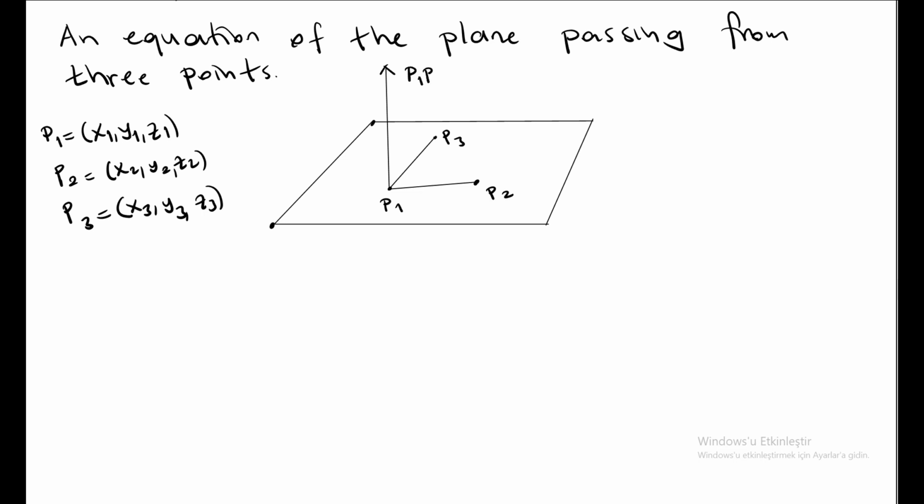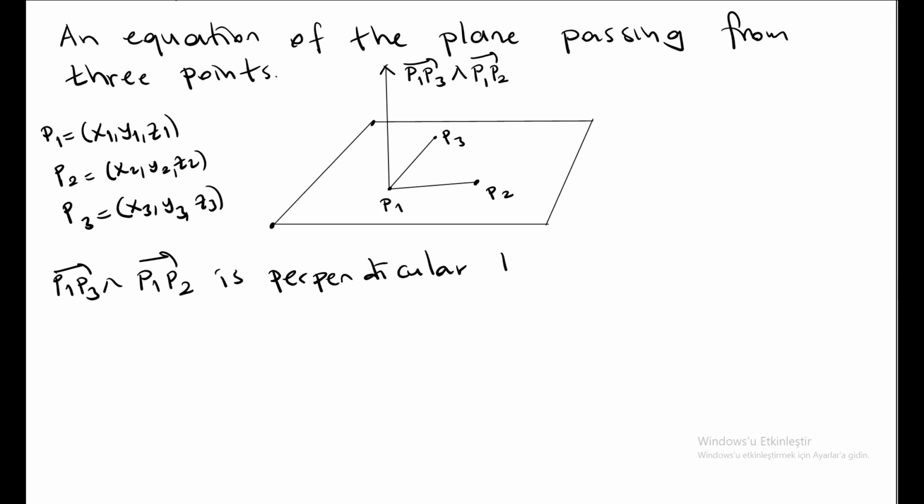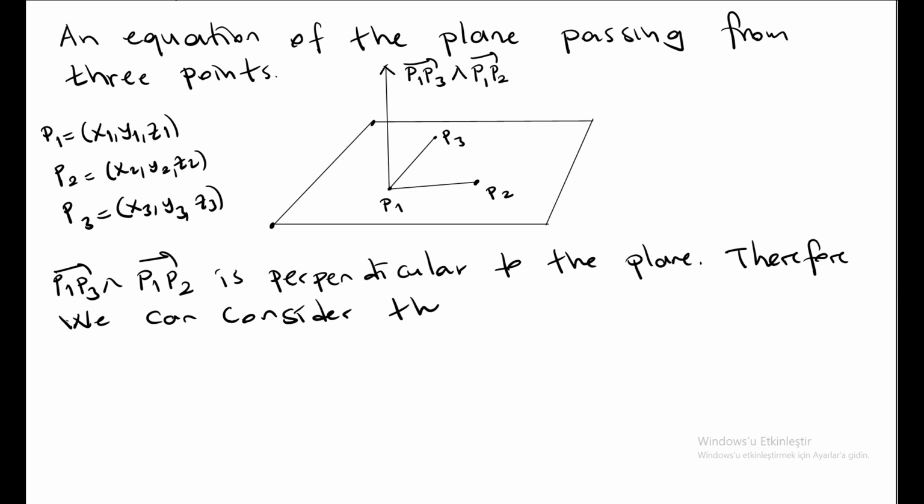But if you look at the third one, P1P3 cross product P1P2, this cross product vector is perpendicular to the plane. Therefore, we can consider P1P3 cross product P1P2 as the normal vector.